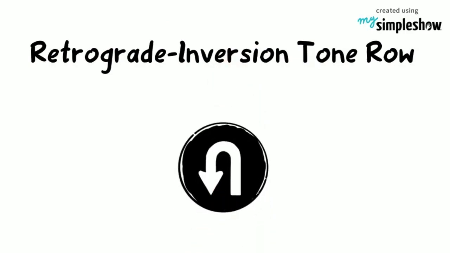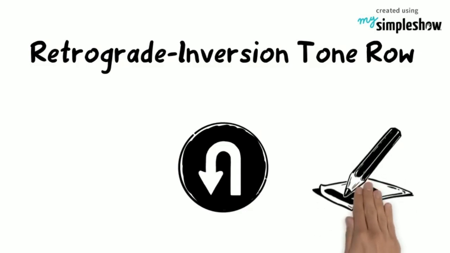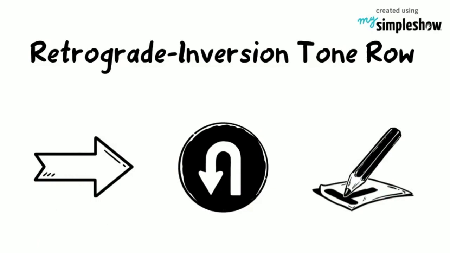Retrograde inversion tone row. A retrograde inversion is basically a combination of a retrograde and inversion. An easier way to write this is to first write the inversion of the tone row and then write it backwards.